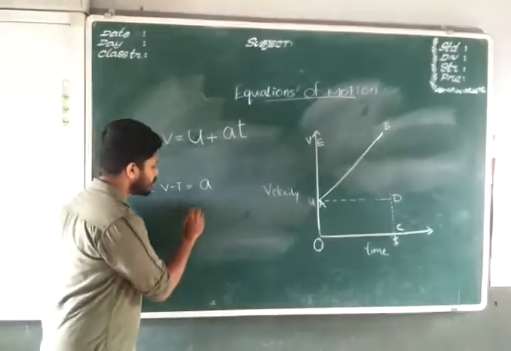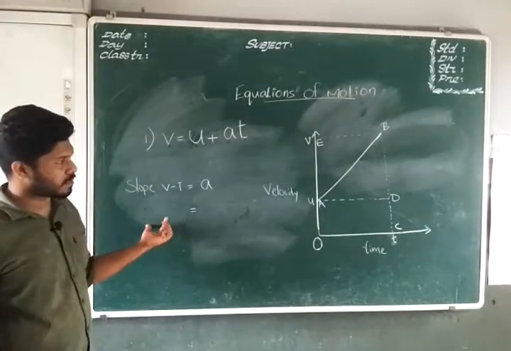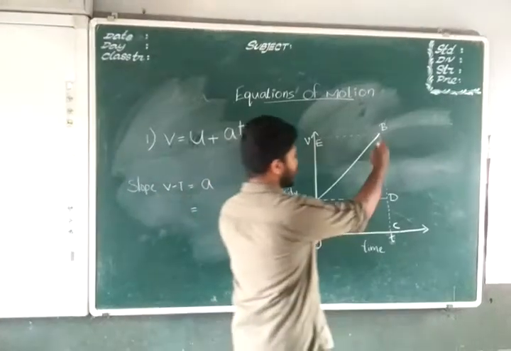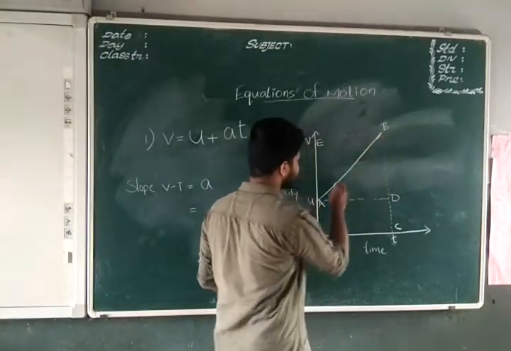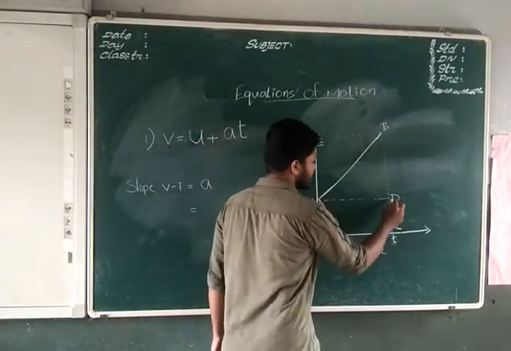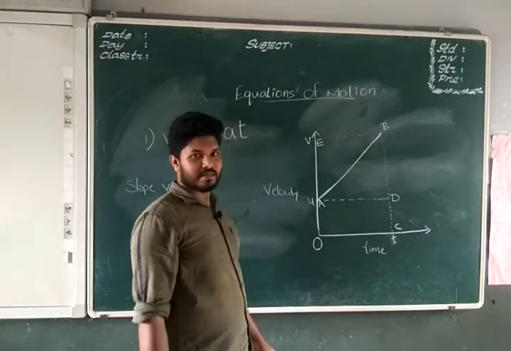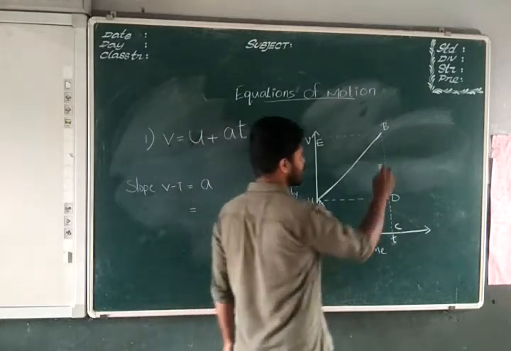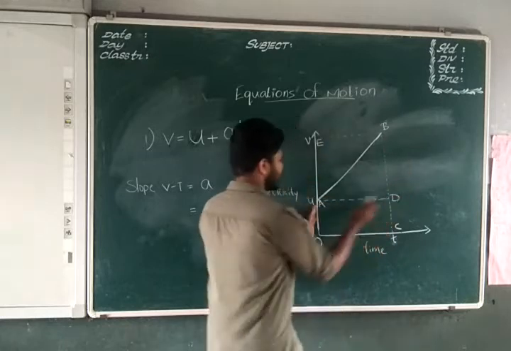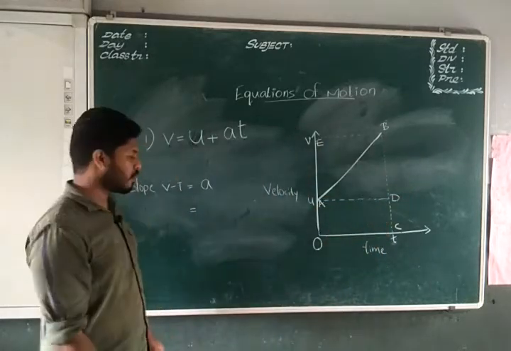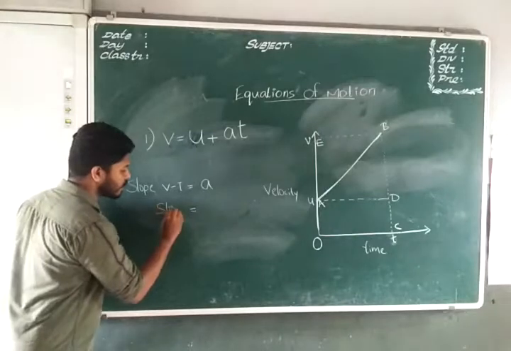And now see, let's take the slope of the velocity time graph. Here, this is the line. How to take the slope? Just create a triangle, and BD by AD will give us the slope. That's how we take slope.